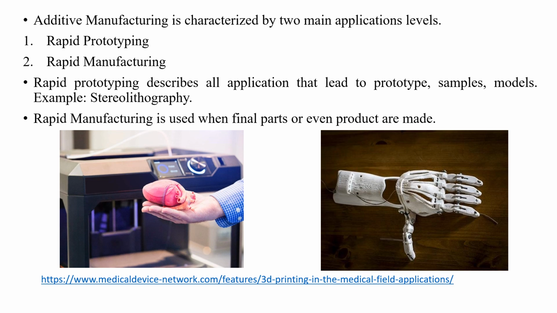There are two main application levels of additive manufacturing. First is rapid prototyping. Rapid prototyping, as the word indicates, is used for making samples and models, like for education purposes. And rapid manufacturing is where the final part is actually manufactured and put to use. For example, it can be used in medical applications, aerospace, automobiles, and jewelry. So these are the models which are actually made for use, that is rapid manufacturing. Prototype means it is used for making models, like for education purposes.